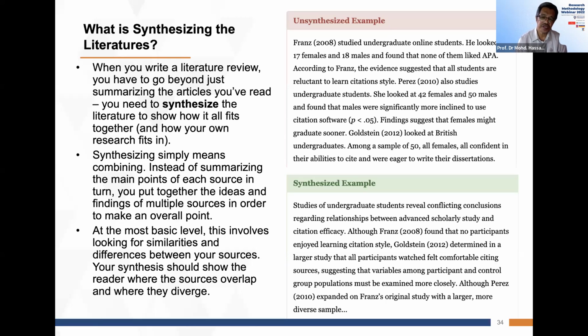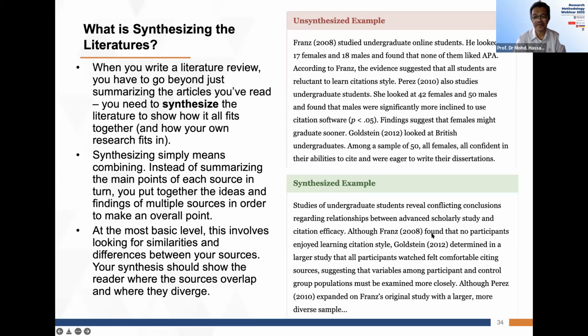Now, how do you synthesize it? What do you do here? Now, you report that studies of undergraduate students reveal conflicting conclusions. So you put the conclusion first, all right? Based on the table that you have put up, what is the conclusion? And you notice that this conclusion is quite conflicting between the authors. So you put that up first, okay? And then you start discussing, or you make an overall point, okay?